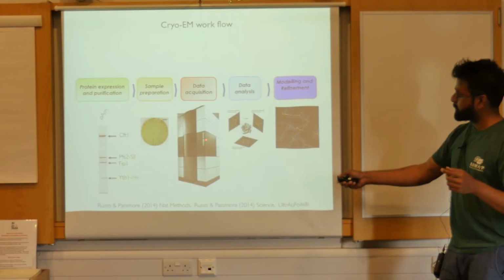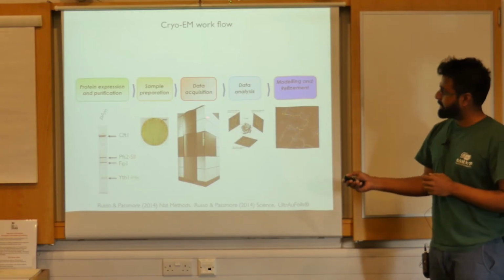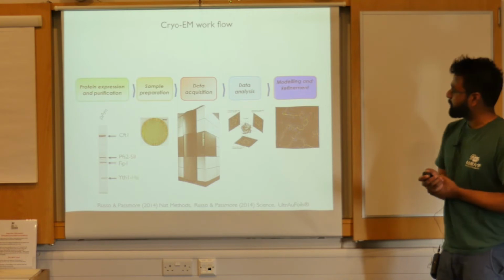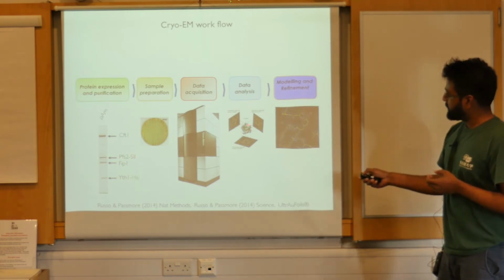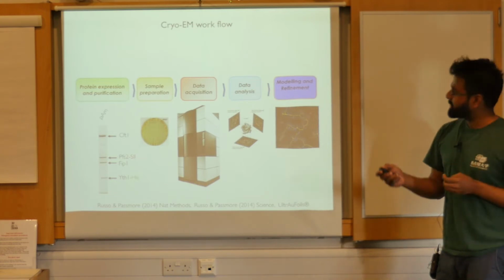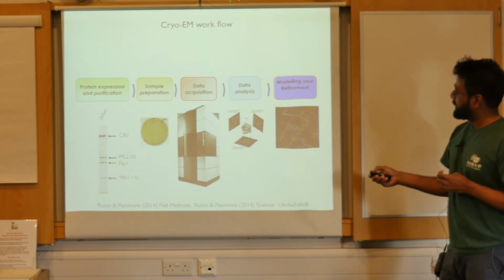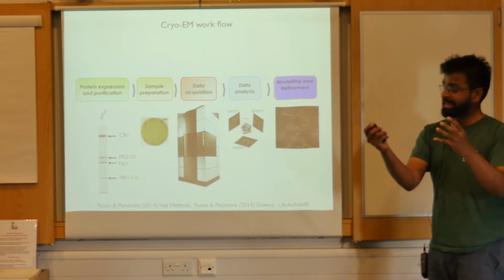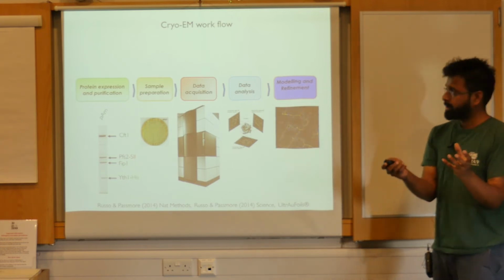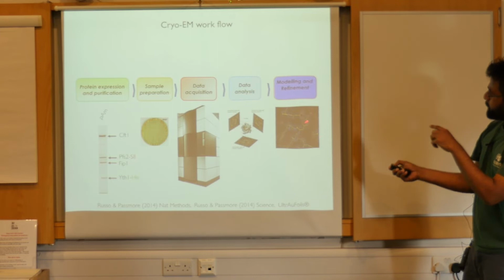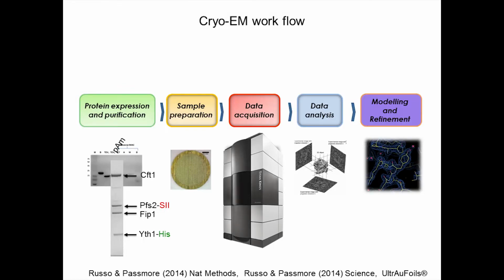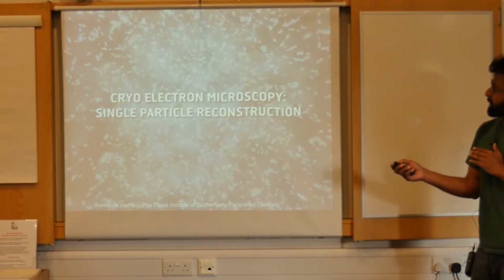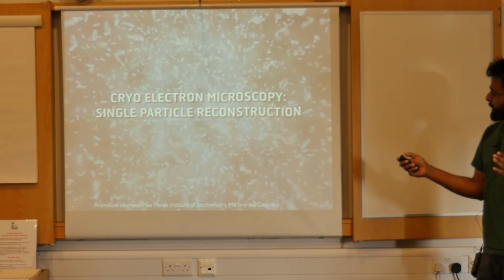This is one of the microscopes that we have at the LMB. It's a 300 kilovolt electron microscope. And then you get these kinds of images here, and you have sophisticated computer programs which can then calculate the density map of your protein molecules. And then at the end of the day, once you have a very high resolution density map, you can build your protein molecules into the map. So this is a rapid crash course on cryo-EM.